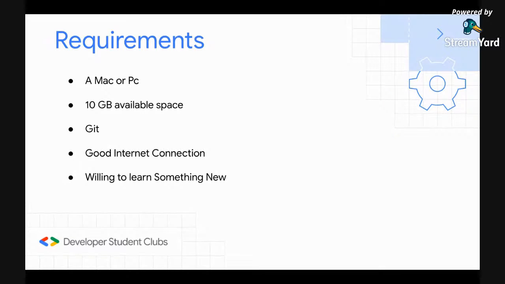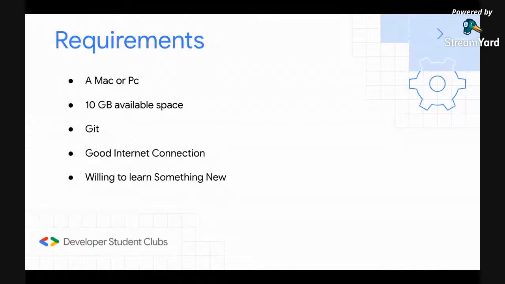And when we create our apps, they also take space on our system, so you have to free up your space. Then we have to install Git. Even if you are not using Git for your development, Flutter uses it for its source code management. Then we need a good internet connection, and lastly some willingness to learn something new. So let's start our installation process.